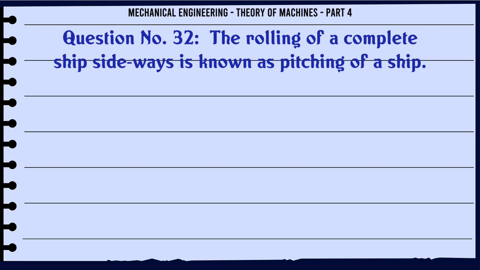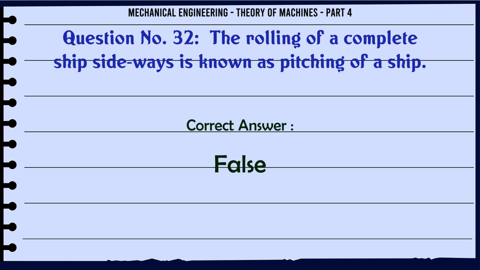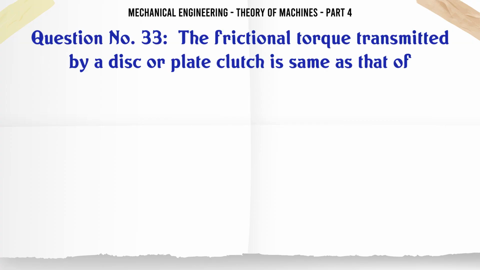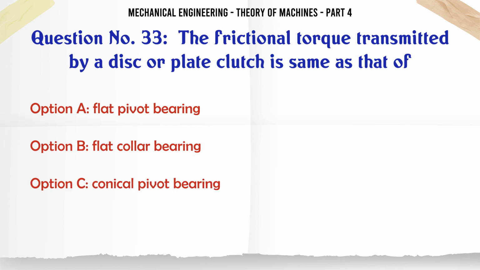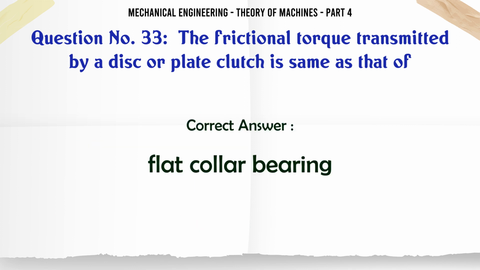The rolling of a complete ship sideways is known as pitching of a ship. A true, B false. The correct answer is false. The frictional torque transmitted by a disc or plate clutch is same as that of A flat pivot bearing, B flat collar bearing, C conical pivot bearing, D truncated conical pivot bearing. The correct answer is flat collar bearing.